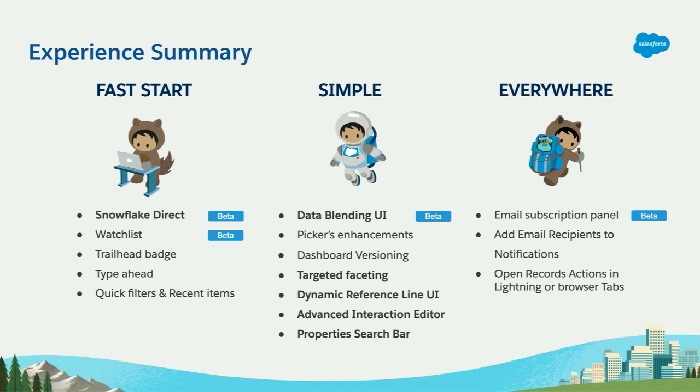And here there are 3 main themes that we're focusing on. The first one being fast start, the second one being simple, and the last one being everywhere. I won't go into too much detail here, but just to highlight some of the key ones that we'll be talking about in more depth. For fast start, Snowflake Direct and watch lists are definitely features that you should watch out for and be sure to try them out, even though they're in beta for this release.